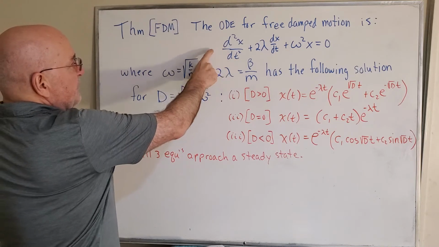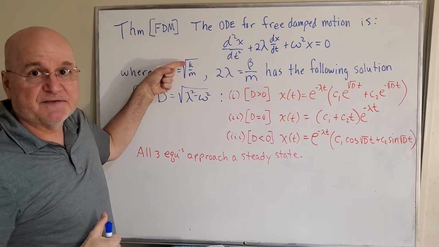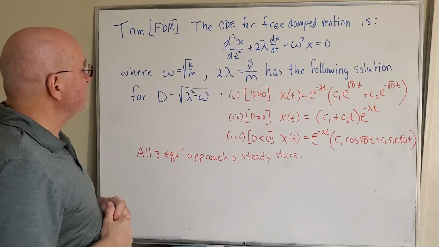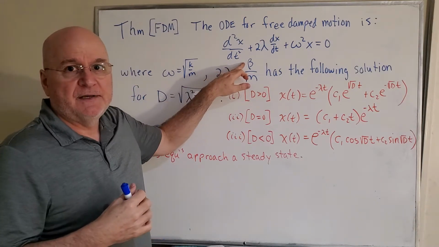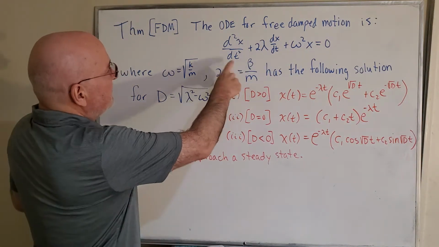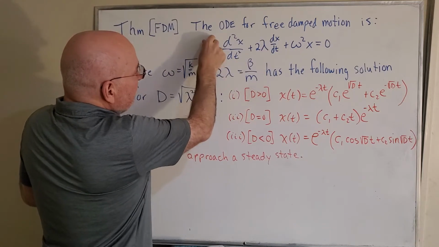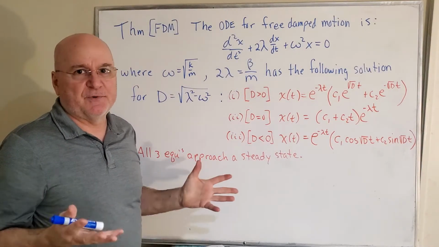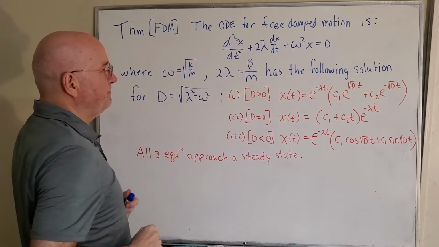Okay, so the ODE for free damped motion is this, where omega is the square root of k over m. Remember k is the spring constant, and m is the mass of the object at the end of the spring. So that didn't change. Now 2 lambda is equal to beta over m, where beta is the damping constant. And you can see where that came from. If you had a beta here, and you had m here, you'd end up dividing by m. And using 2 lambda just makes things work out better with the algebra. So this number right here is beta divided by m.